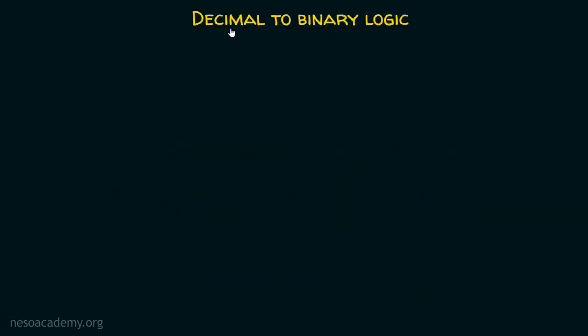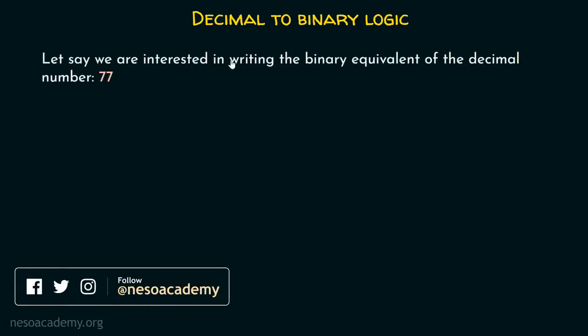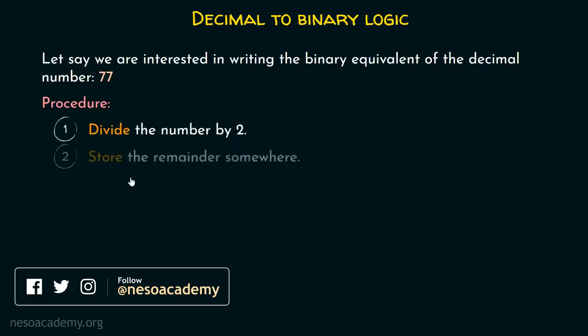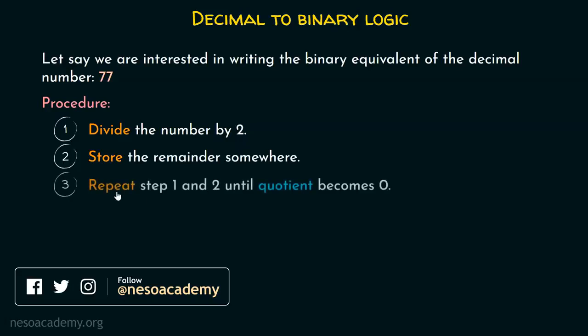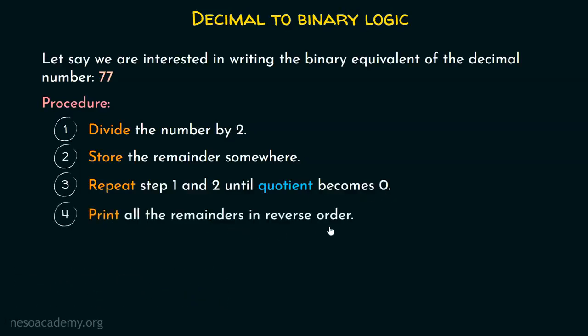First, we have to understand the decimal to binary logic, how to convert a decimal number to a binary number. It's very simple. Let's say we are interested in writing the binary equivalent of the decimal number 77. For this purpose, we have a simple procedure. Divide the number by 2, store the remainder somewhere, repeat steps 1 and 2 until the quotient becomes 0, then print all the remainders in reverse order. This is the procedure we must follow in order to convert a decimal number to its equivalent binary number.